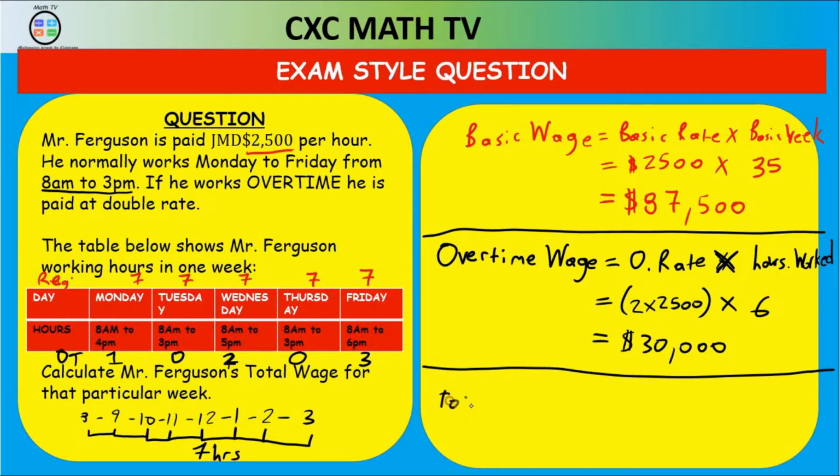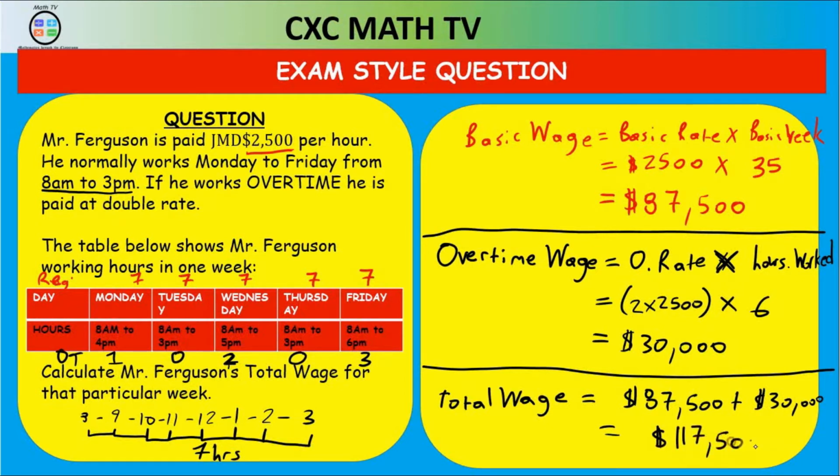So the total wage is equal to the basic wage, $87,500, plus that $30,000. We add them, and we get $117,500. So that would be Mr. Ferguson's total wage for the week, or as we say, his gross wage. Stop the cap. That's an exam style question there.